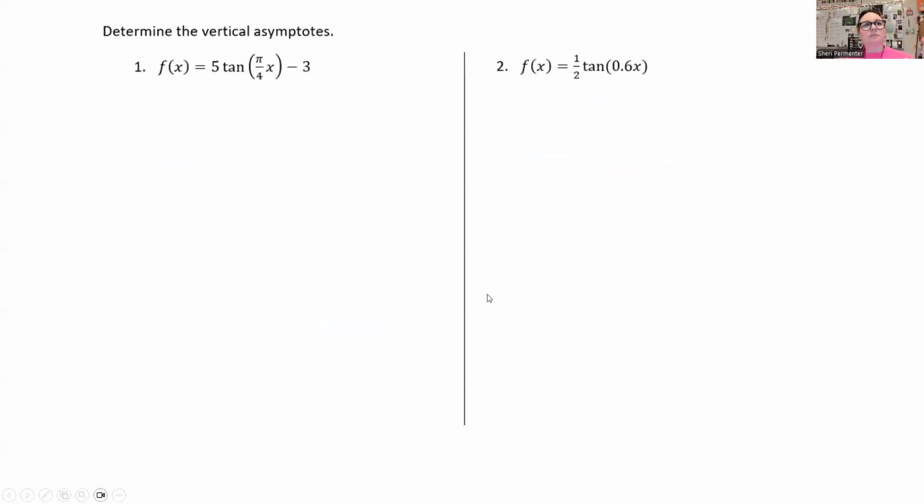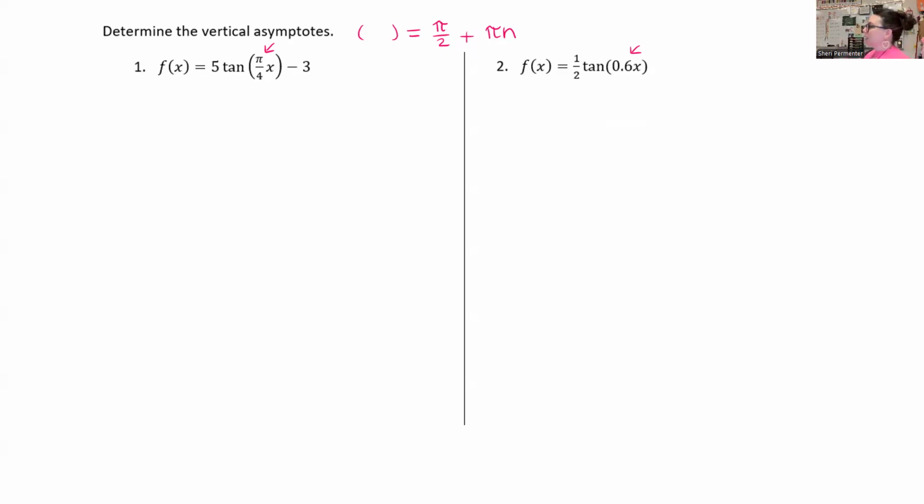So let's do it. I'm going to jot down how we're going to find it. Like I said, we're going to take the stuff in parentheses and set it equal to pi over 2 plus pi n amount of times. So we need to know where's the stuff in parentheses. This is the stuff in parentheses. Do y'all see any other parentheses there? No. So when I'm talking about the stuff in parentheses, there's only one thing I'm talking about.